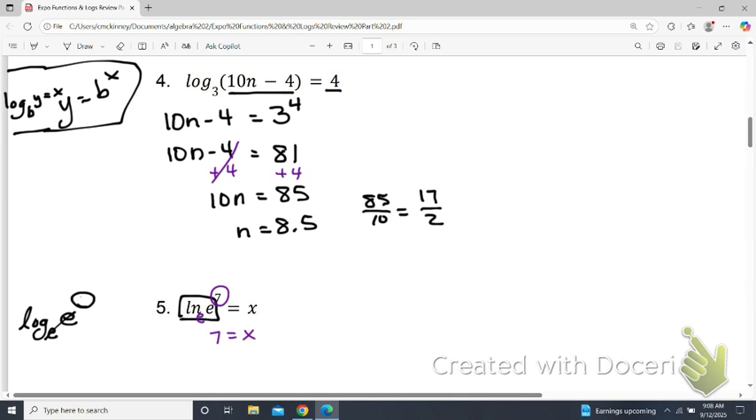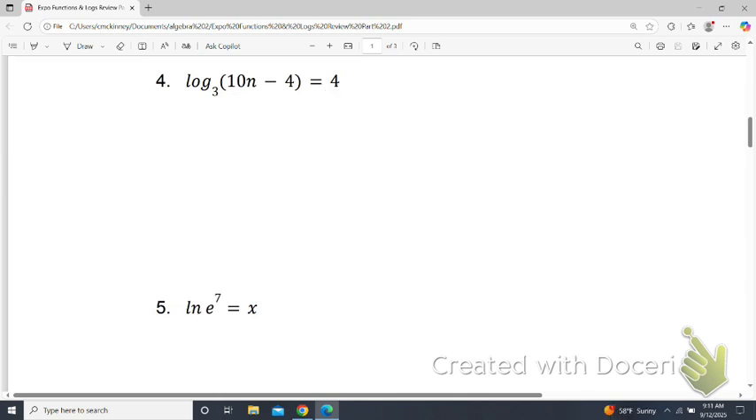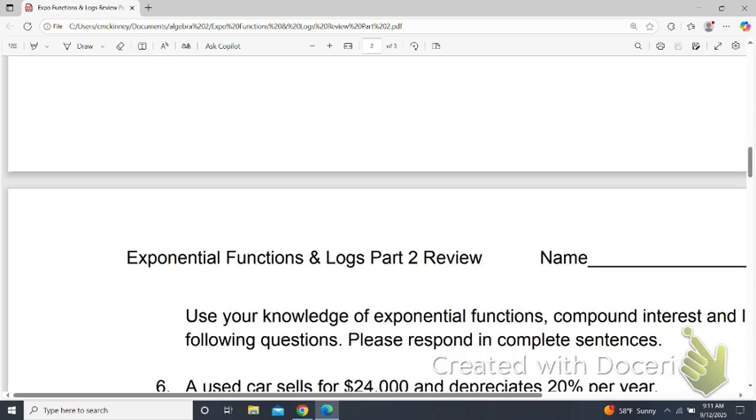If you weren't here for the natural log stuff, that may seem a little weird, but I picked a pretty simple natural log thing here. You can just accept that rule that basically the ln and the e take care of each other. Wipe each other out. So ln meaning natural log.